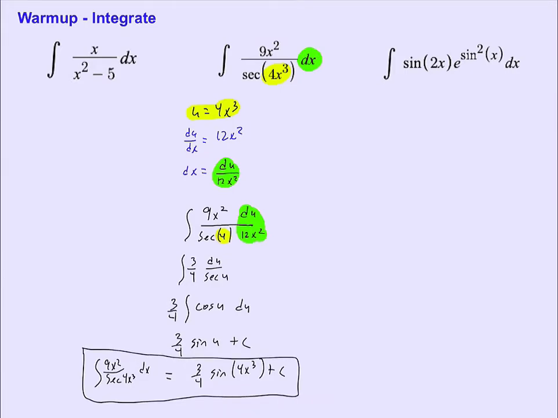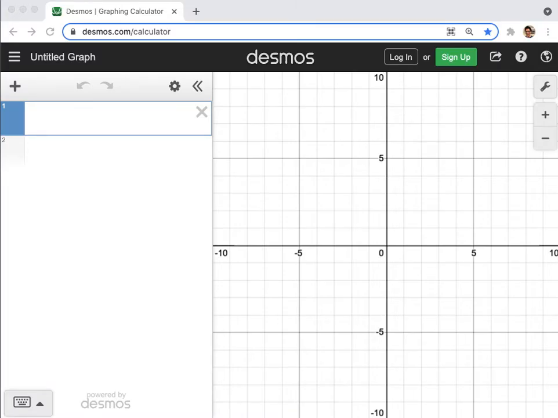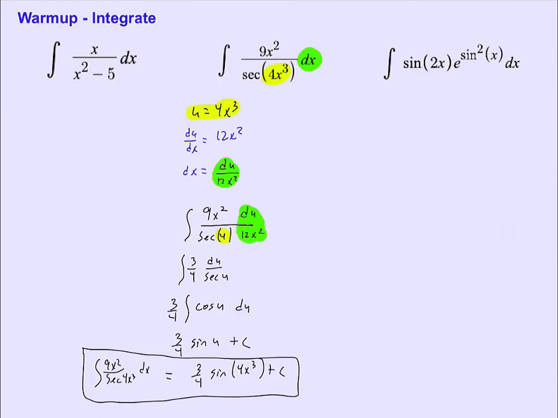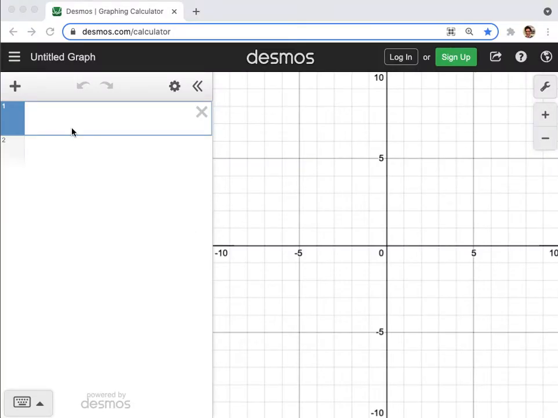One last quick note is we can check our answers also. I want you to be comfortable checking with Desmos. So the idea is that we are saying that the antiderivative of 9x squared over secant of 4x cubed dx is 3/4 times the sine of 4x cubed plus c, which means that the derivative of this is equal to that. The derivative of 3/4 sine of 4x cubed plus c, which means plus anything, is 9x squared over secant of 4x to the third. So we'll check that. Is that true?